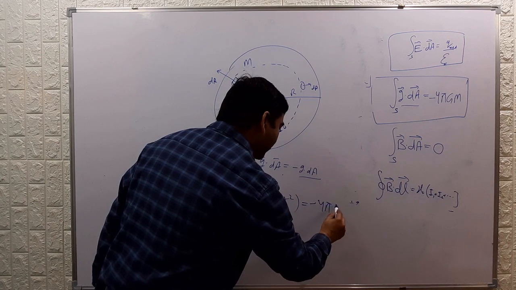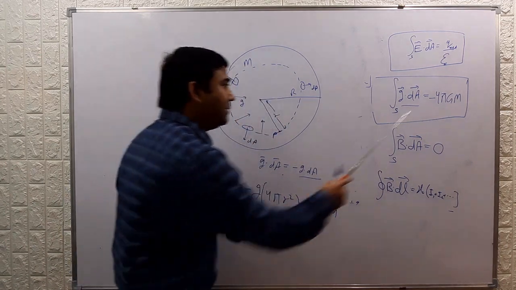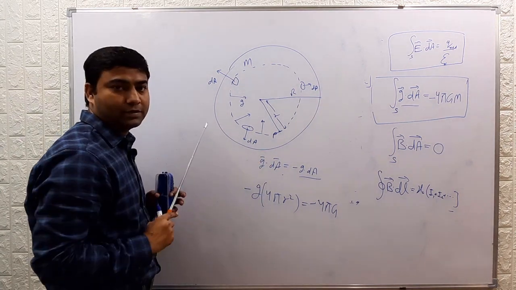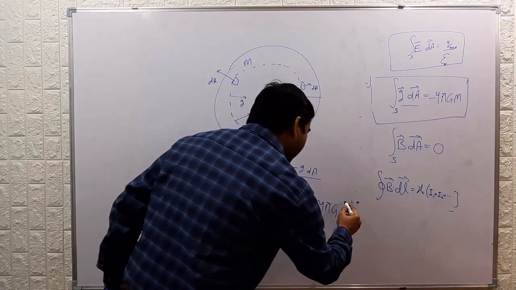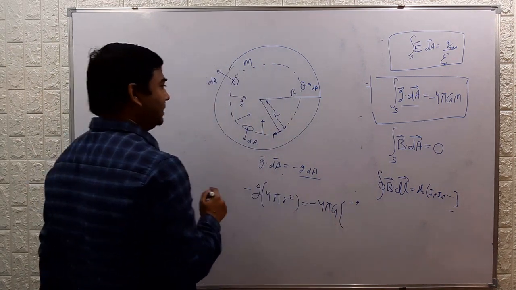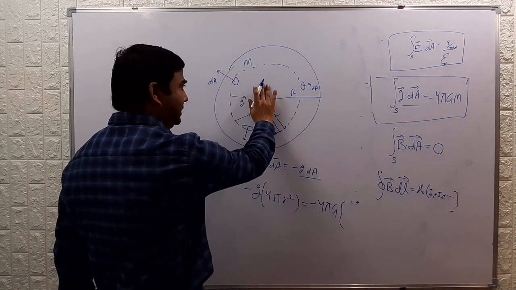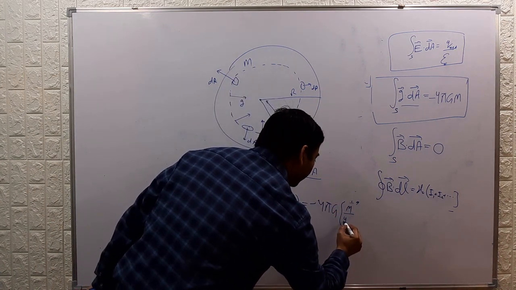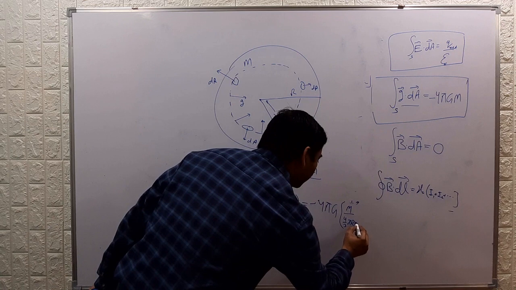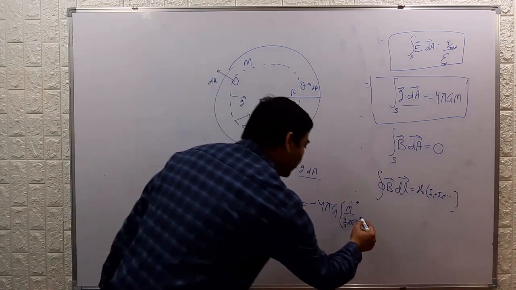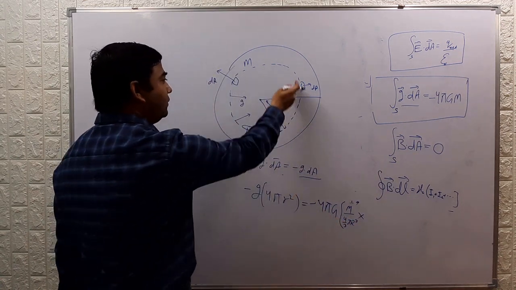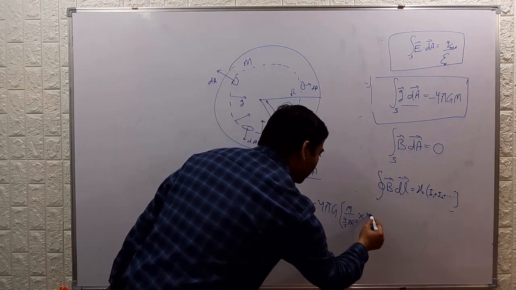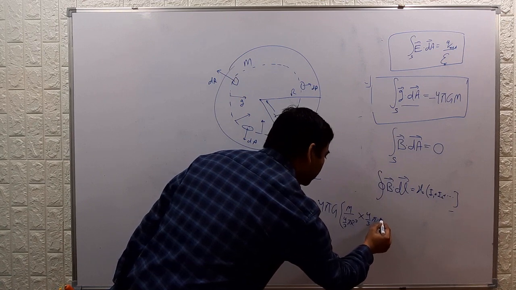This will be equal to minus 4 pi G M, where M is the mass bounded by this Gaussian surface. So what will be the mass? Mass is found from the density of Earth, that is M by 4 by 3 pi R cube, into the volume of the Gaussian sphere, that is 4 by 3 into pi into small r cube.